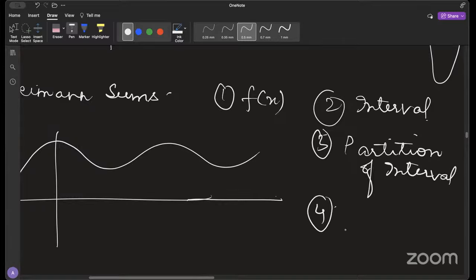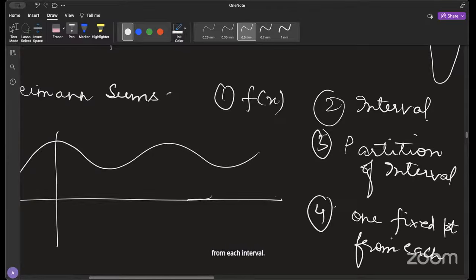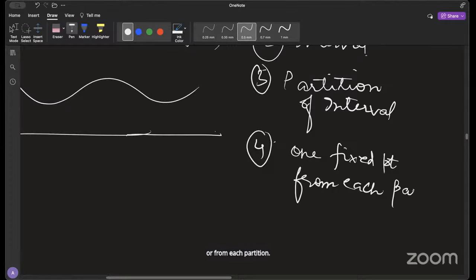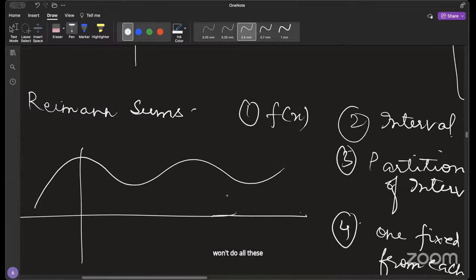Fourth is one fixed point from each interval, from each partition interval. What do all these things mean?